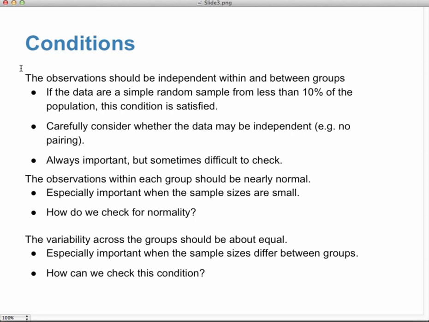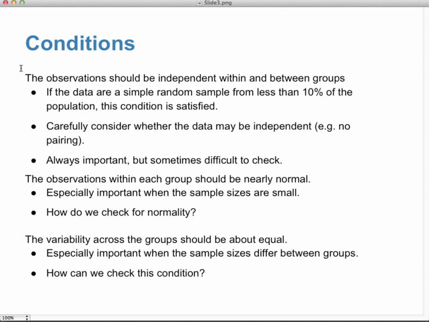So the observations should be independent within and between the groups. In other words, there's no way of knowing what the next event is going to be based upon what the previous one is. In other words, there's no correlation between the groups or within each one of them. If the data is a simple random sample, which is our gold standard, and less than 10% of the population has been sampled, then of course that condition is going to be satisfied with respect to within groups. You're going to carefully consider whether the data may be independent between groups. In other words, no pairing. So that's between groups. Make sure you've got no pairing going on. Always important, but sometimes difficult to check.